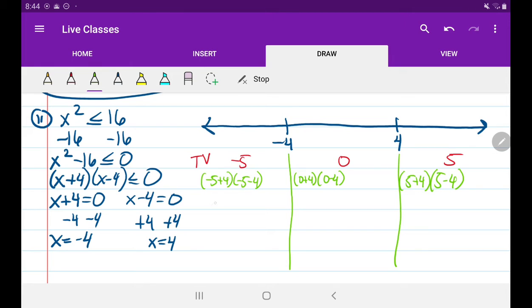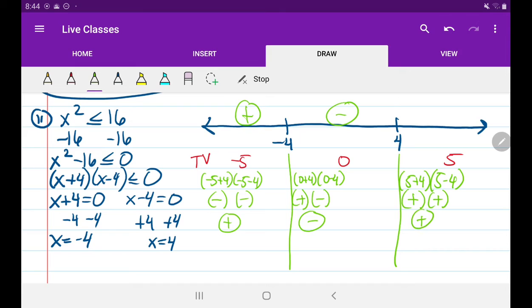So negative 5 plus 4 is a negative, negative 5 minus 4 is a negative, and negative times a negative is a positive. So we're positive on the left side. 0 plus 4 is a positive, 0 minus 4 is a negative, positive times negative is negative, so we're negative in the middle. 5 plus 4 is a positive, 5 minus 4 is a positive, positive times positive is positive, and so we're positive on the right side.